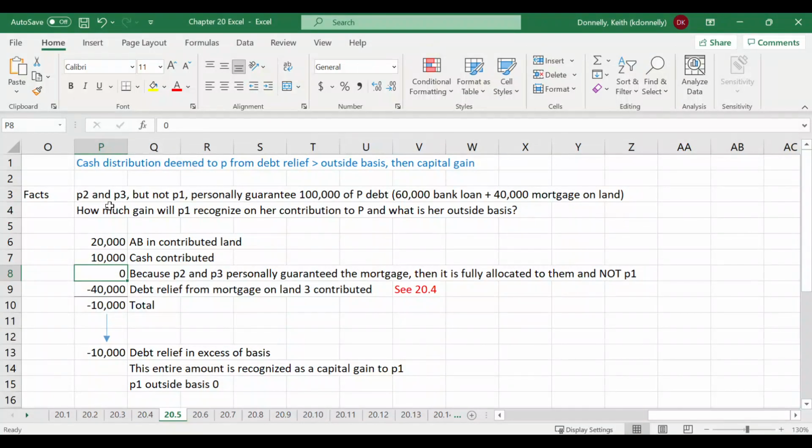They're not on the hook in this case for the mortgage because the other partners are personally guaranteeing it, but they do have the deemed distribution from the debt relief. So basically they put 30 in, but it's like they got 40 out because they got off the hook for 40 grand. This is going to be treated as debt relief in excess of basis, effectively a capital gain, and your outside basis is going to be 0.